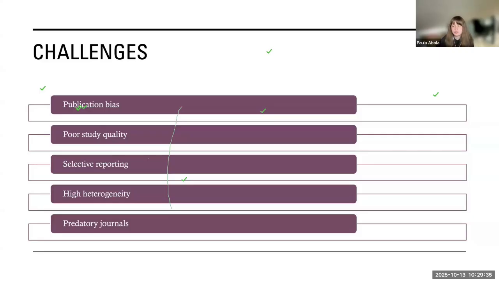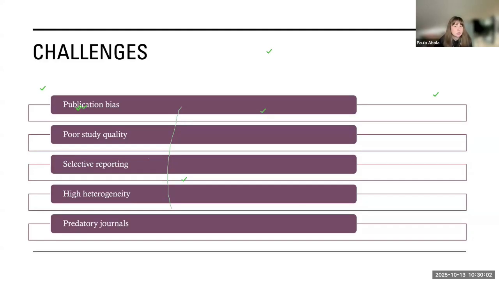Fourth, heterogeneity. So when studies are too different from each other, then pooling them may not make any sense because they're just so variable that even if we pool them together, any effects that we find, any conclusions we draw, might not be conclusive at all because the studies just differ too much from each other to be analyzed statistically together. And finally, we have the problem of predatory journals.